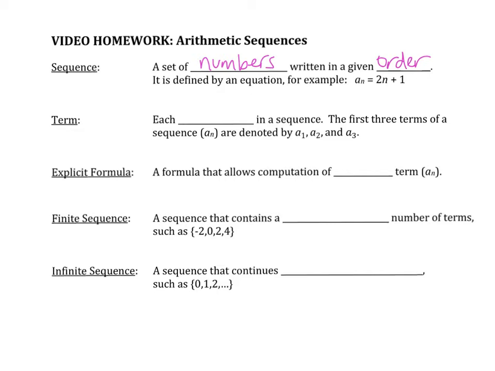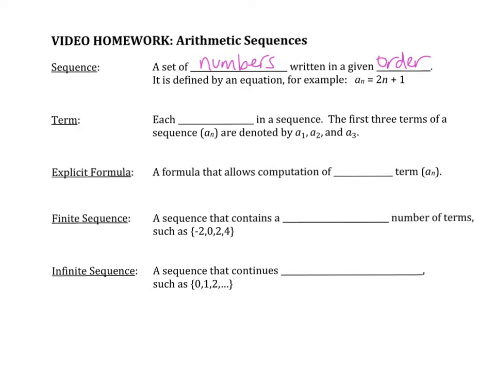Now it is generally defined by an equation. For example, the way we read this is a sub n equals 2n plus 1. So notice how I said a sub n. If you look at the little n here, it's not an exponent. It's actually a subscript, which means that it's just a little bit below the a on the right-hand side. And so we literally say a sub n equals 2n plus 1.